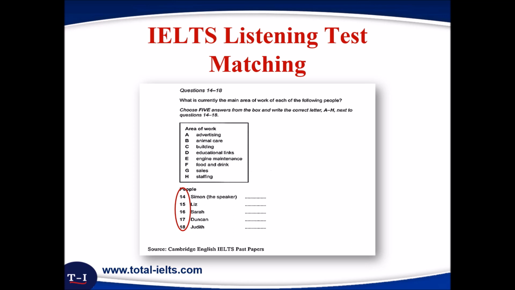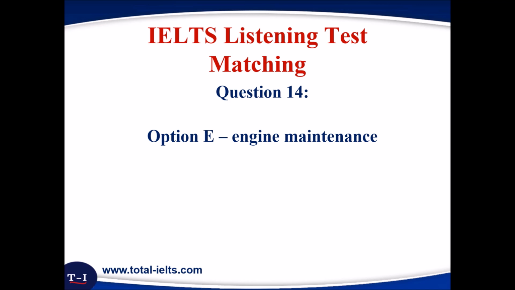You will hear the information about the people, Simon to Judith, 14 to 18 in order. However, the options A to H are listed randomly. You will usually not hear the exact words on the list of options. They will be paraphrased or synonyms will be used.